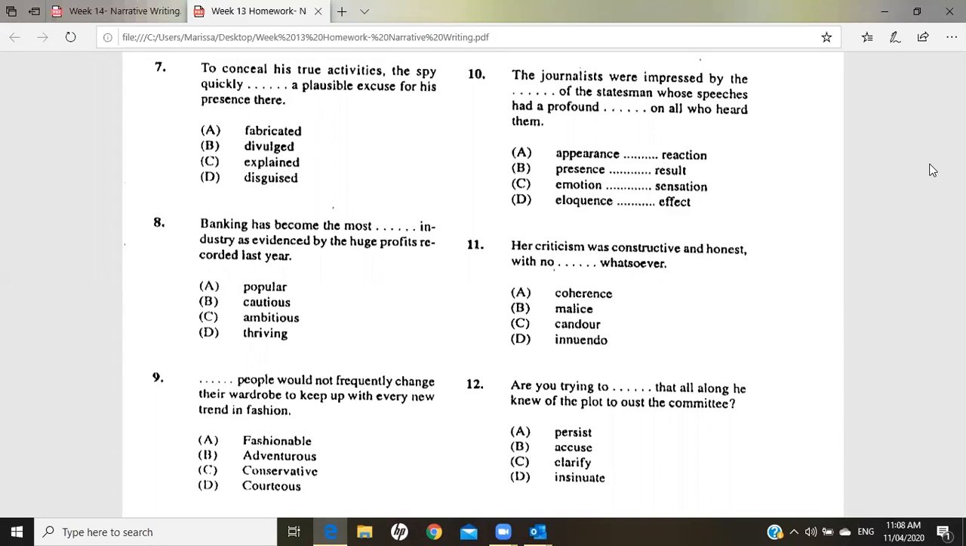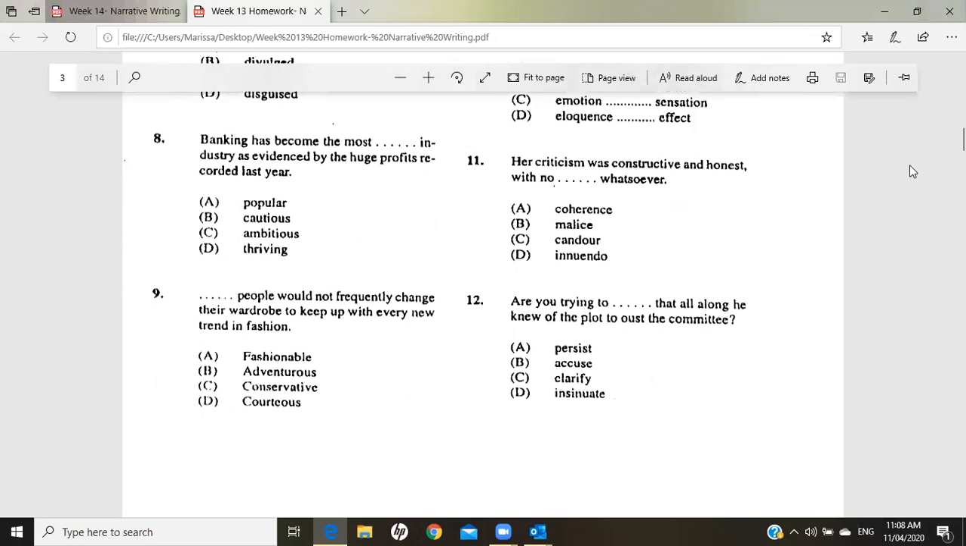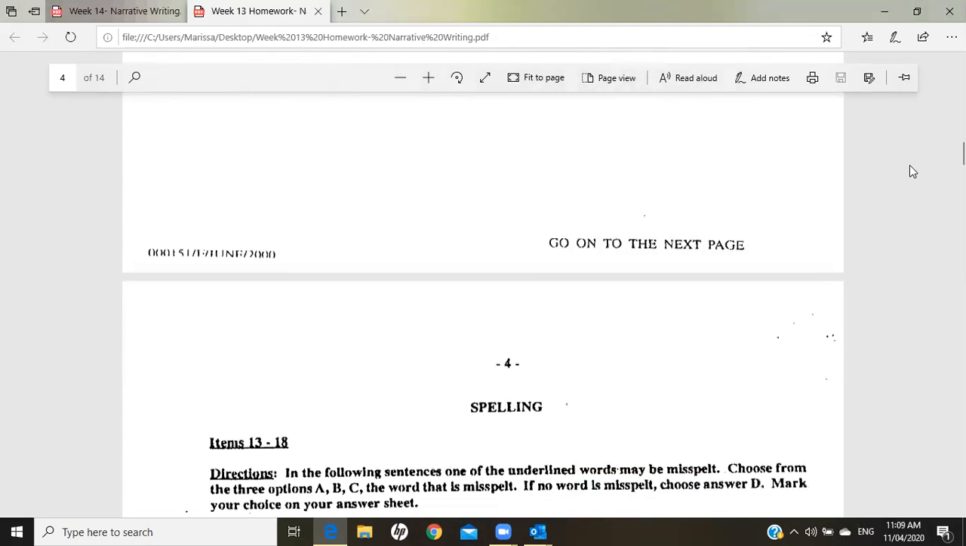No one got all six correct? Me. Very good. A lot of these questions have appeared in previous past papers. The next section is spelling.